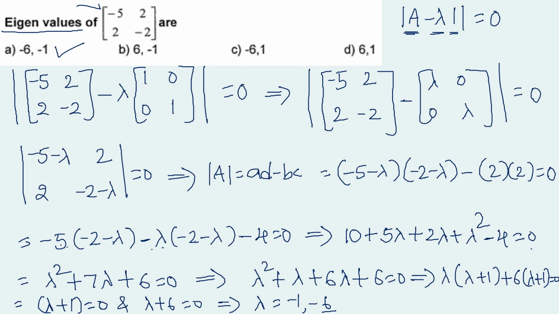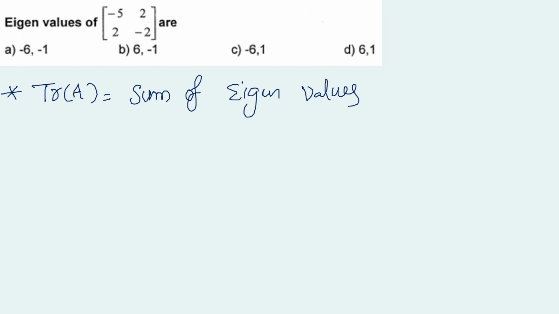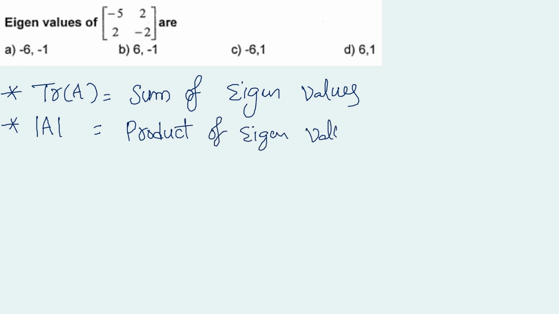We can use a simple trick to find the eigenvalues of this matrix that I'll discuss now. By using properties of eigenvalues, the trace of the given matrix A equals the sum of eigenvalues, and the determinant of the given matrix equals the product of eigenvalues. So now let's find the sum and product for each option.